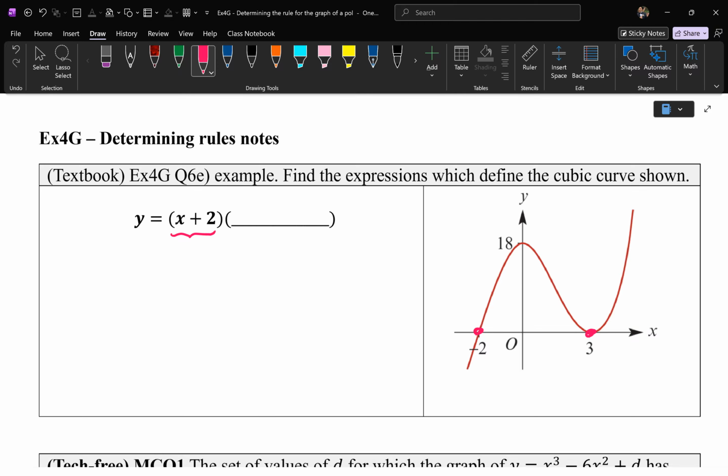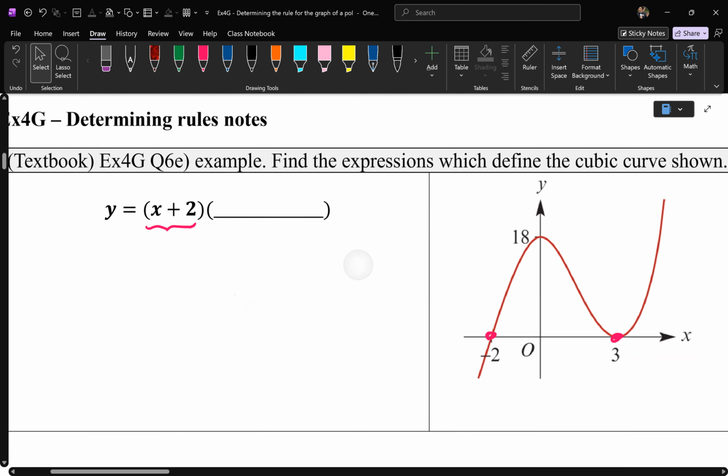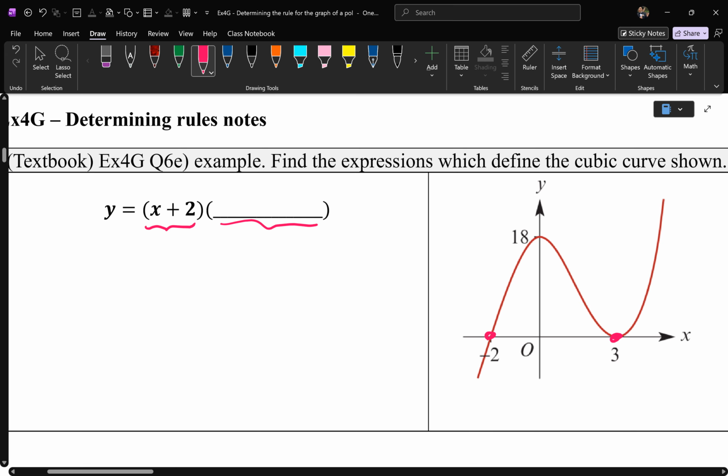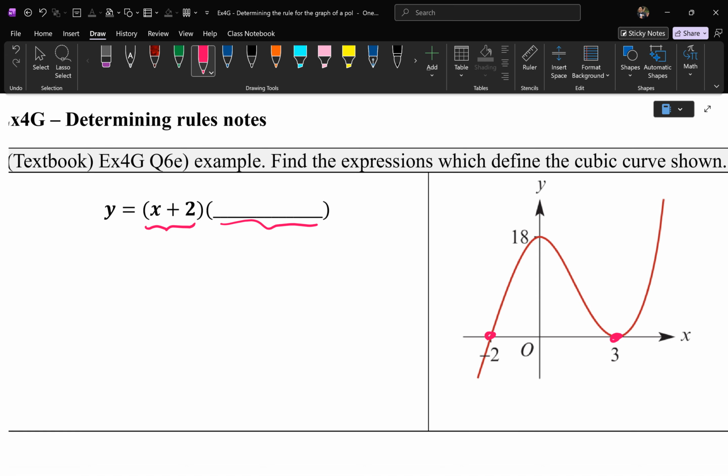Can I please have, let's go with Phoenix. What do you think? What can we match up with this graph? What can we say? Well, it only has two intercepts, so like x minus 3 squared.